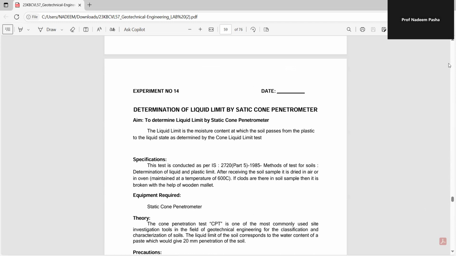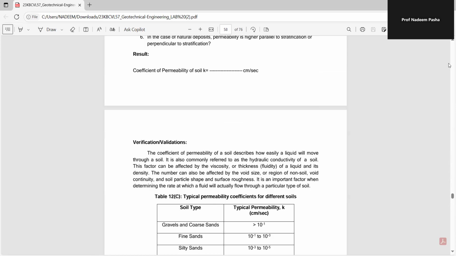So our next experiment is determination of liquid limit by static cone penetrometer test. Before we go forward, you just take a snap of this as it will be helpful for you even in competitive exams and all. It will be helpful for you.